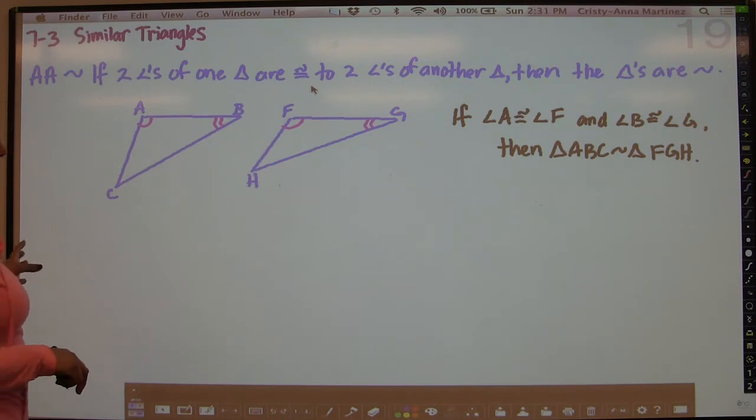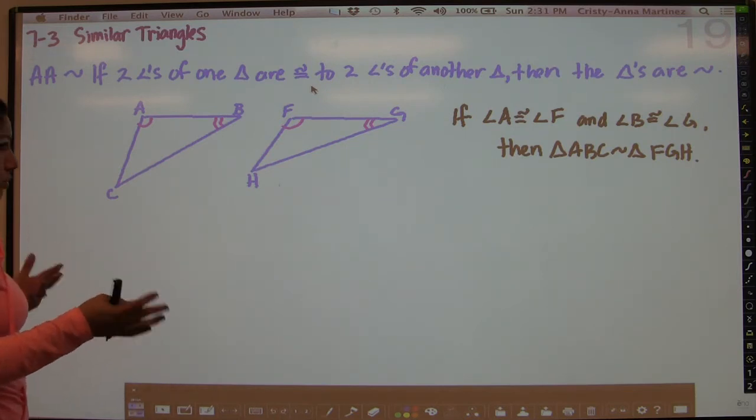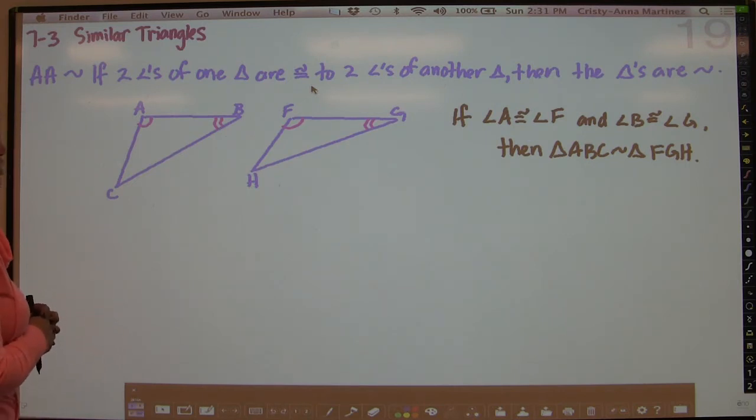We saw in the previous lesson, 7.2, that in order to prove that triangles and or polygons were similar, you had to show that all of the sides were proportional and all of the angles were congruent. So that can be a lot of work. And so what we want to do with this section is to kind of reduce that amount of work.